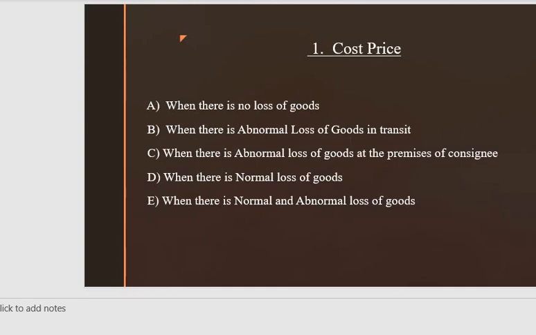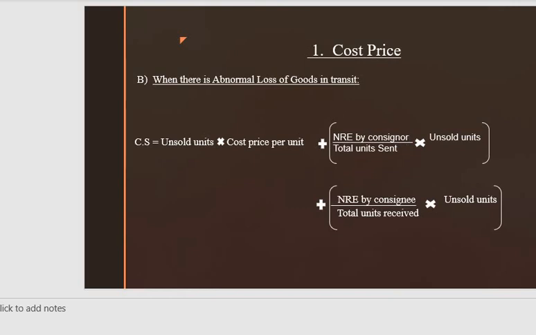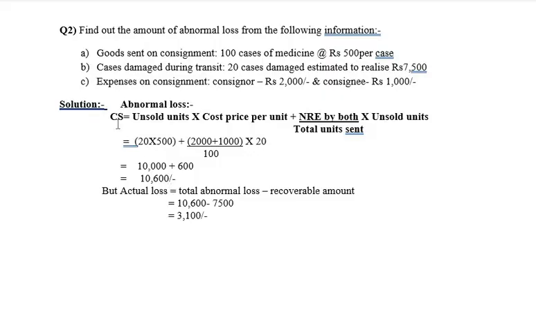Now to calculate the closing stock, there are 5 ways. Here we have when there is no loss, when there is abnormal loss, when there is abnormal loss of goods in the premises of consignee, and so on. So there are 5 ways. We are landing in this question on abnormal loss due to loss of goods in transit. So what is the formula for it? Abnormal loss of goods in transit is unsold goods into cost price per unit and so on. Let's put this in the solution.